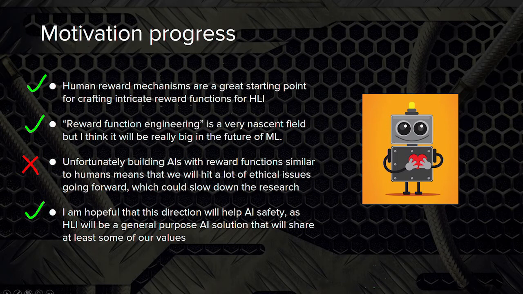Okay, and progress on the motivation side. I think even realizing that this is a thing is amazing progress that we've made. We can take examples from human reward functions and put those into robotic AI systems, and it will allow us to craft really intricate motivation systems and goal systems for these robots. It's a very nascent field, but I think it's going to grow and be really big in the future of machine learning, so I'm excited about that.